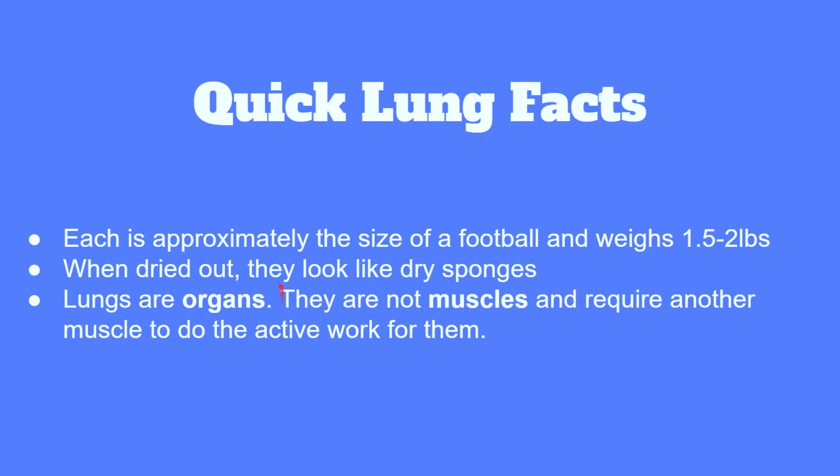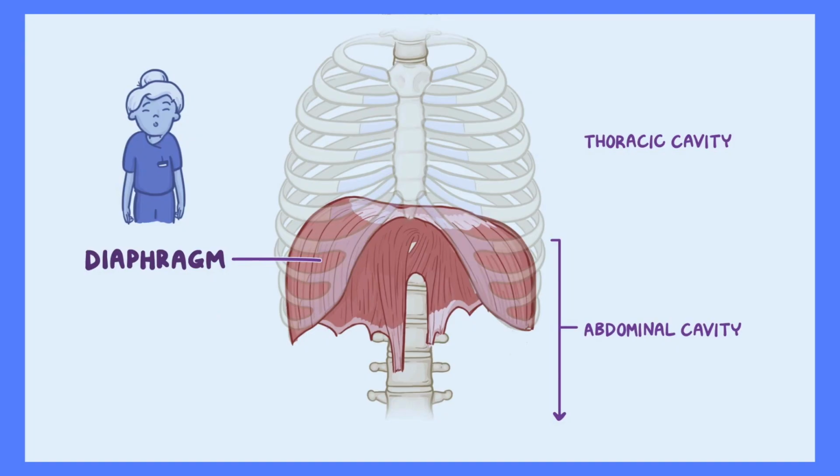But it's really important to remember that lungs are organs. Okay, they are not muscles. Muscles are able to contract and relax all on their own. Organs do not. Lungs do not move all on their own. They require another muscle to do the active work for them. Okay, and that muscle that they require is the diaphragm.